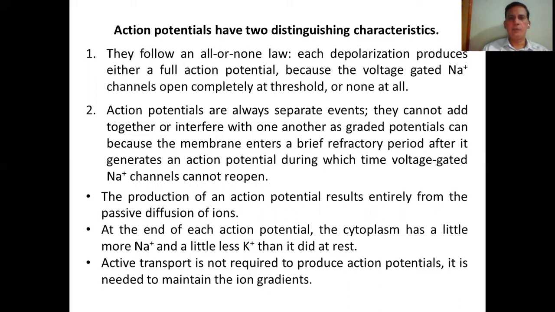So we can say that production of an action potential results entirely from the passive diffusion of ions, and at the end of each action potential, the cytoplasm has more sodium and less potassium than at rest. Why? Because sodium is taken in and potassium is thrown outside. So in order to balance that imbalance of sodium and potassium, energy is required, and there will be active transport that restores the conditions to produce action potentials.